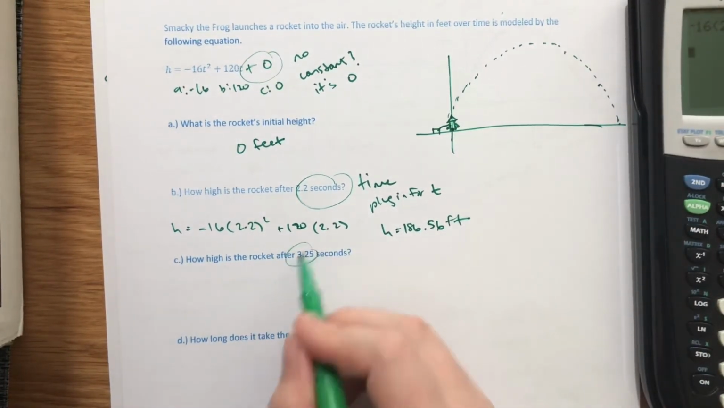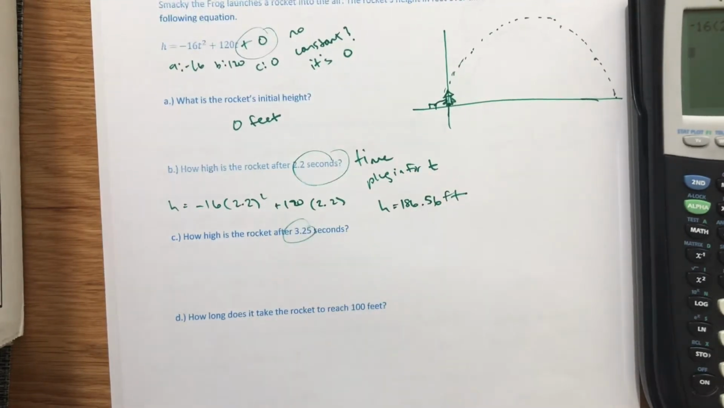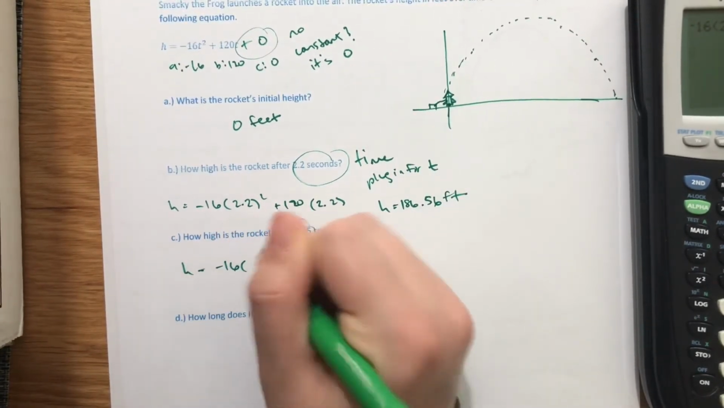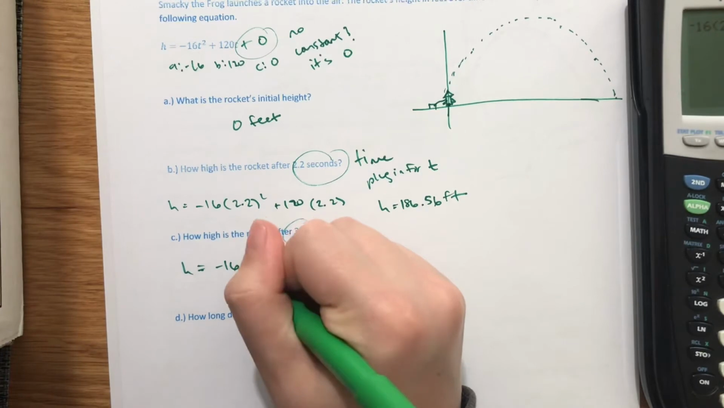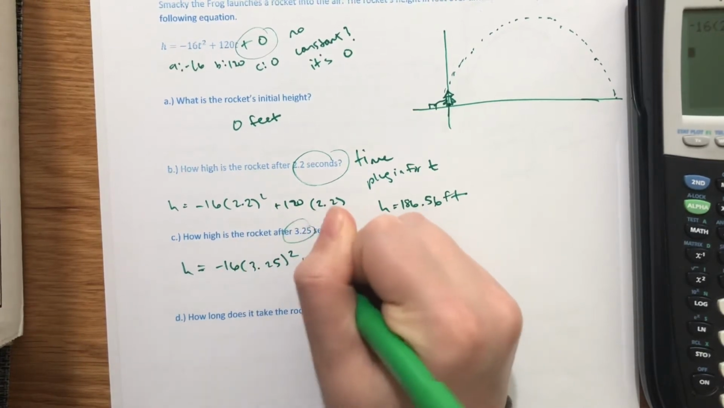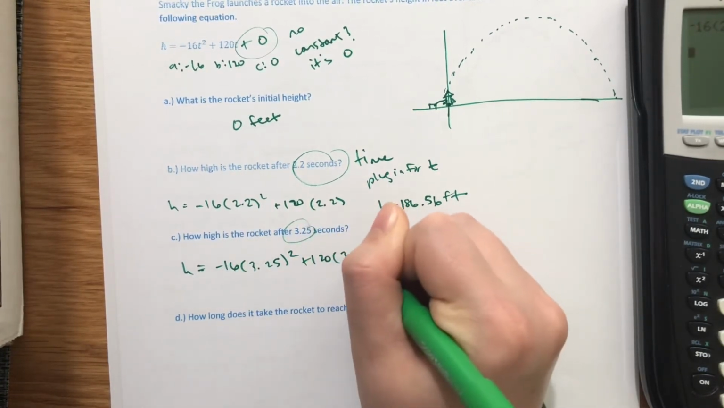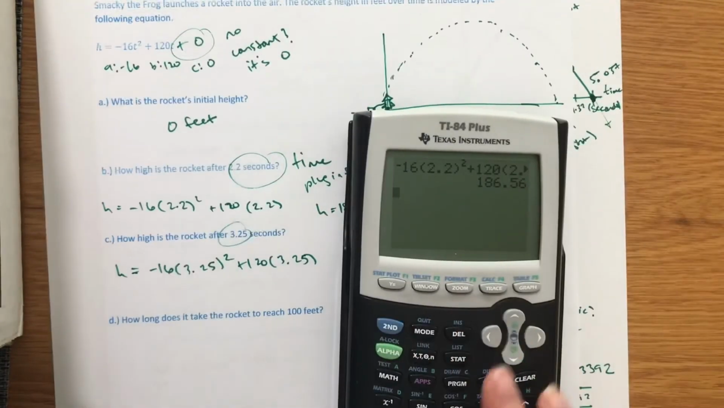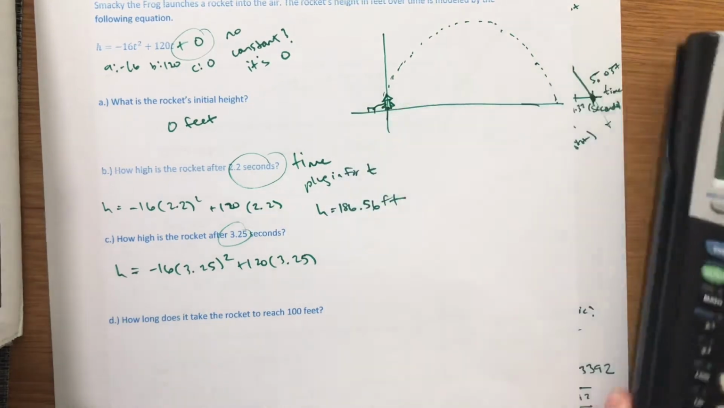How high is the rocket after 3.25 seconds? I don't know. Let's find out. Negative 16, and plug this time in now. 3.25 squared plus 120 times 3.25. So type it into your calculator again. Negative 16 times 3.25 squared plus 120 times 3.25. 221 feet.